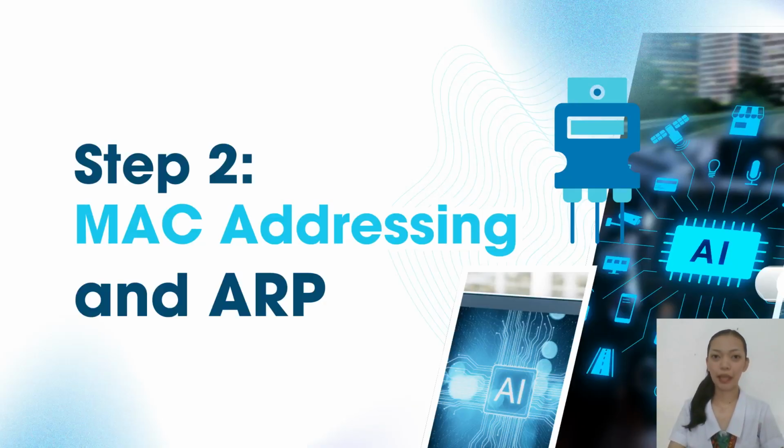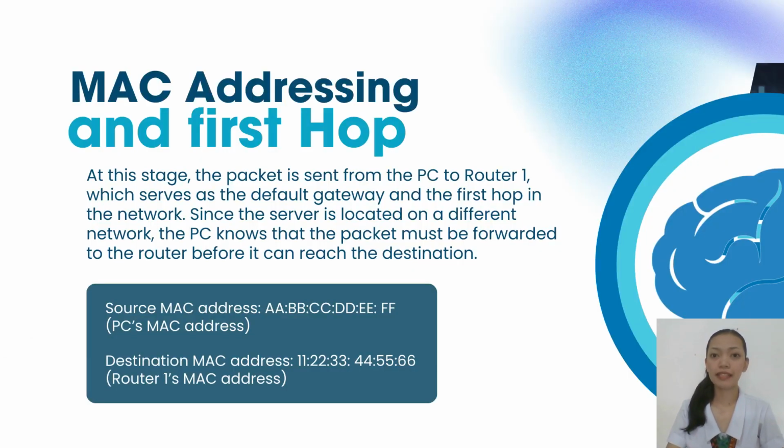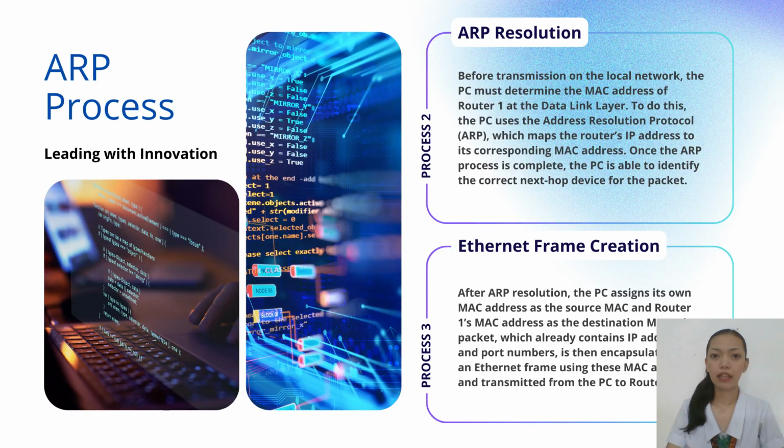Now, let's proceed to step number 2, MAC addressing and ARP. At this stage, the packet is being sent from the PC to router 1, which is the first hop in the network. Before the packet can be transmitted on the local network, the PC must determine where to send it at layer 2. Because the server is not on the same local area network, the PC knows that the packet must be forwarded to its default gateway, which is router 1. To do this, the PC uses the Address Resolution Protocol, or ARP. ARP allows the PC to discover the MAC address of the router associated with the default gateway's IP address.